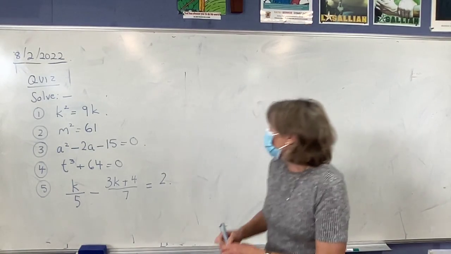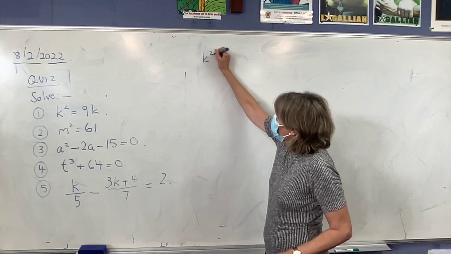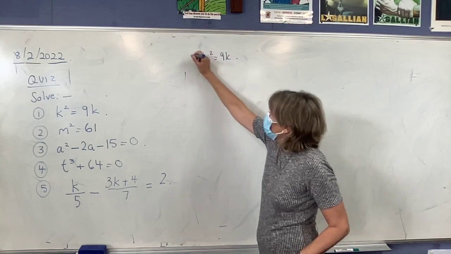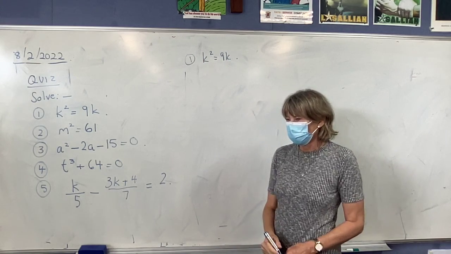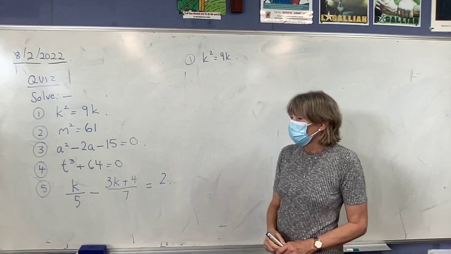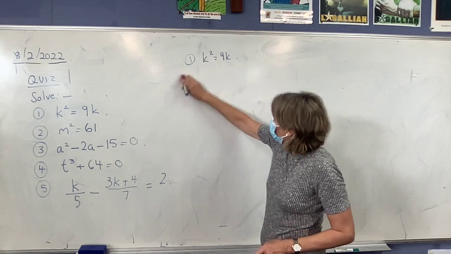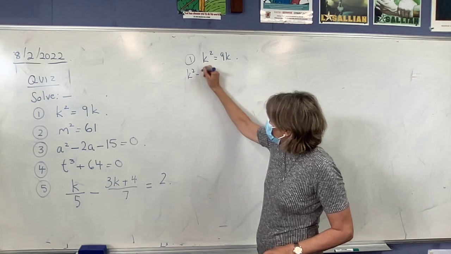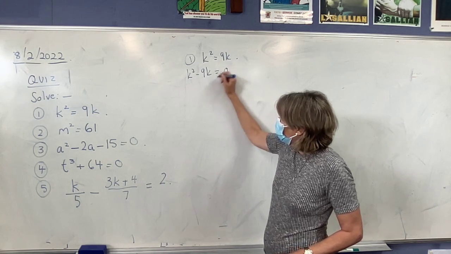Okay, so we're going to go through these quiz questions. First one, Shaban. Tell me what to do. Bring the 9k over to the k squared. Yep, bring the 9k over. K squared minus 9k equals 0.